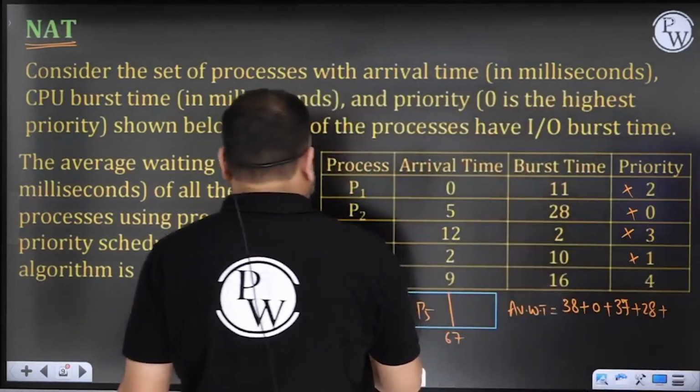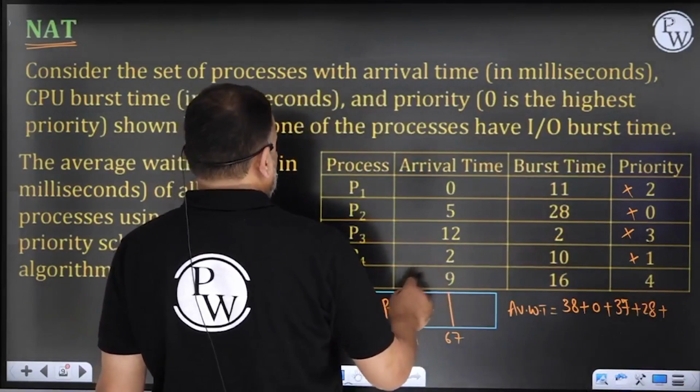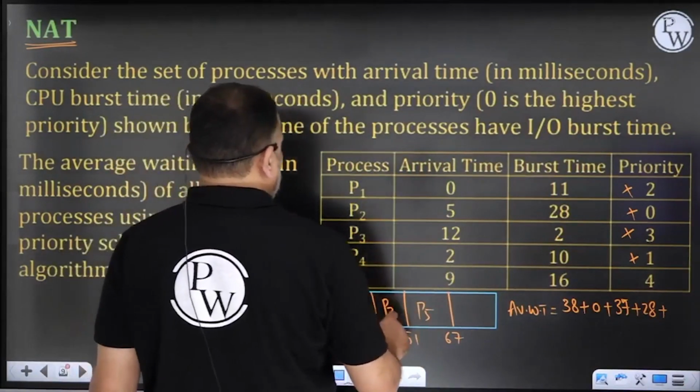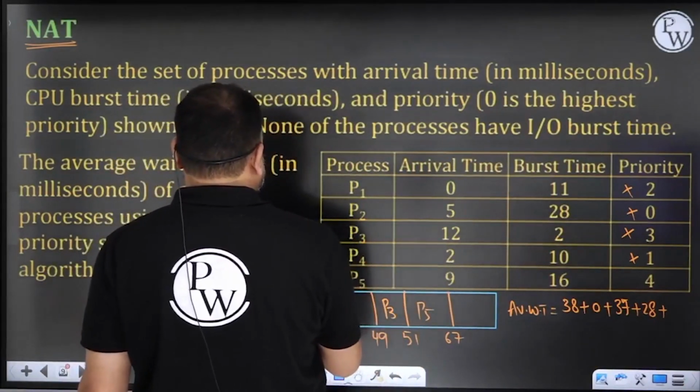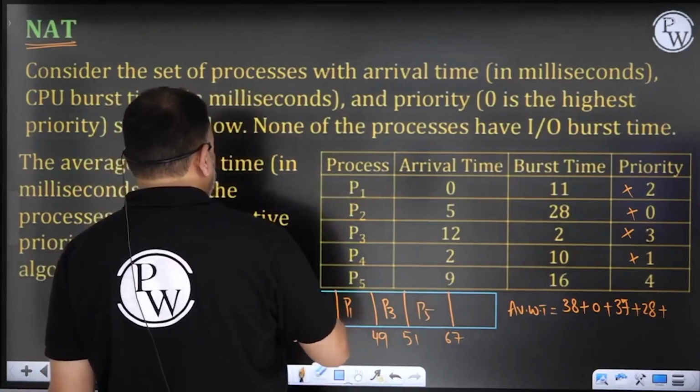Last, now P5. P5 came at time 9, and from 9 it got scheduled at 51. So 51 minus 9, right? 42. Correct? So it waited 42 units.